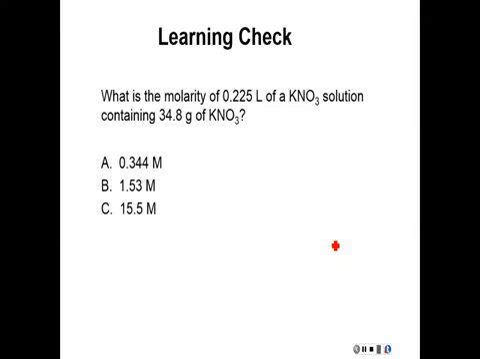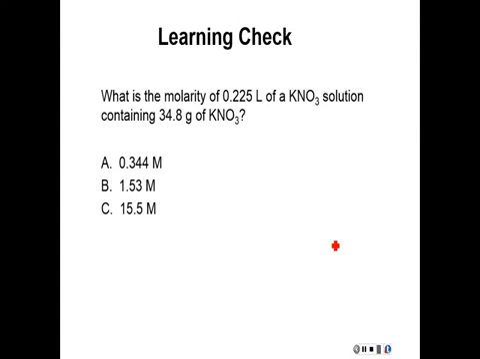Now here's one for you to try. What's the molarity of 0.225 liters of a KNO3 solution that contains 34.8 grams of KNO3? So pause the video, give it a try, and then come on back and see the solution.